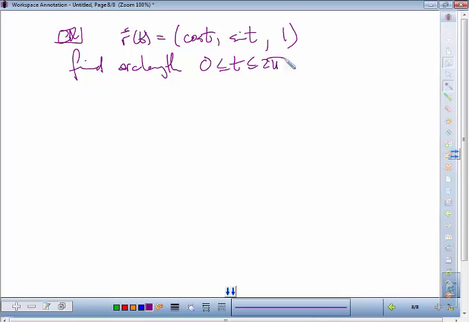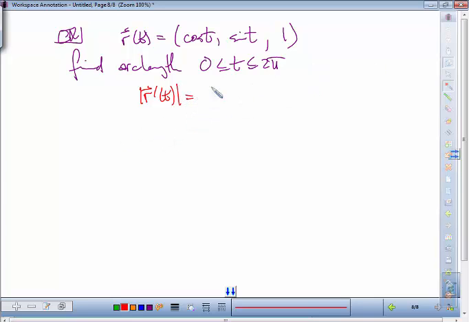So if we're just going to go from 0 to 2 pi and find this length, all we really need to do is find the magnitude of this, right? And then we're going to integrate the magnitude from 0 to 2 pi. So the magnitude, well, I guess first we need the derivative.